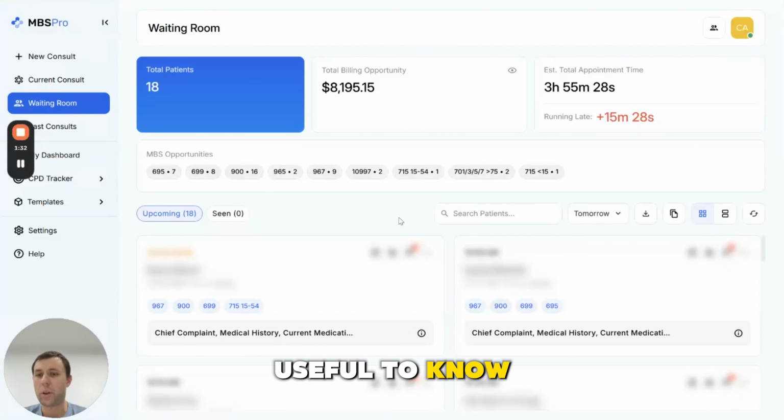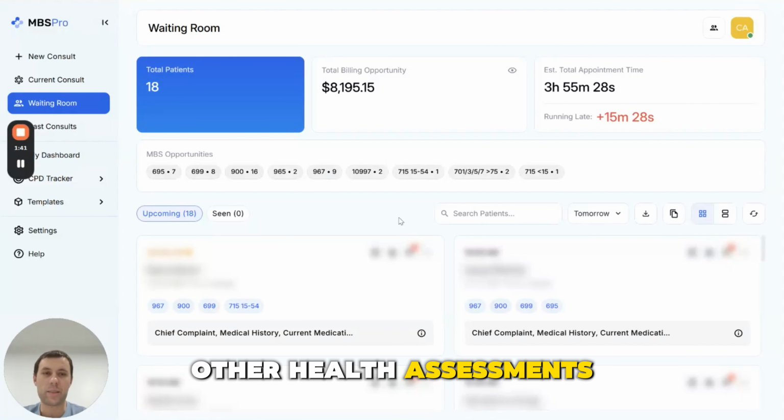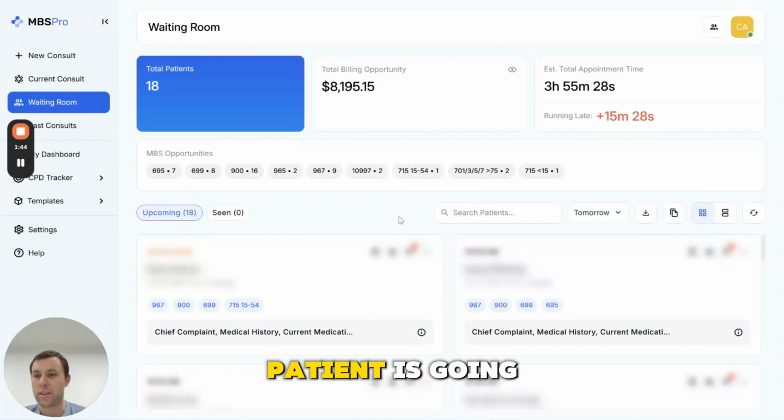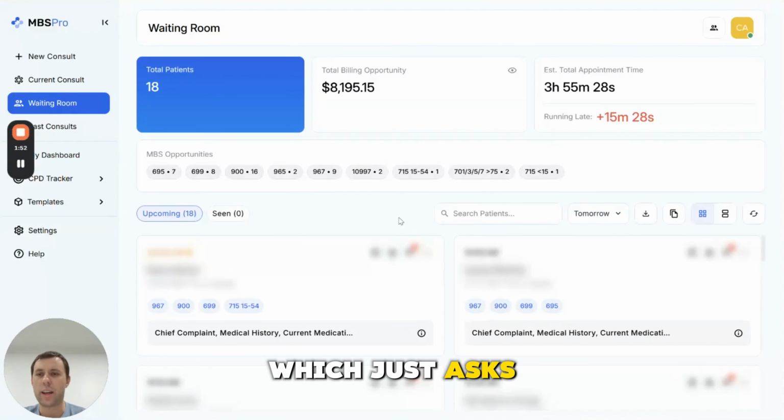So it's really useful to know when a patient is coming up due for their care plan or their health assessment or their Indigenous health check, which is billed every 9 months as opposed to 1 year for other health assessments, or if a patient is going to be eligible for something based on their pre-consult. So we send a pre-consult to the patient, which just asks them to fill out what they're coming in with. In this pre-consult, we also prompt for a few different things.